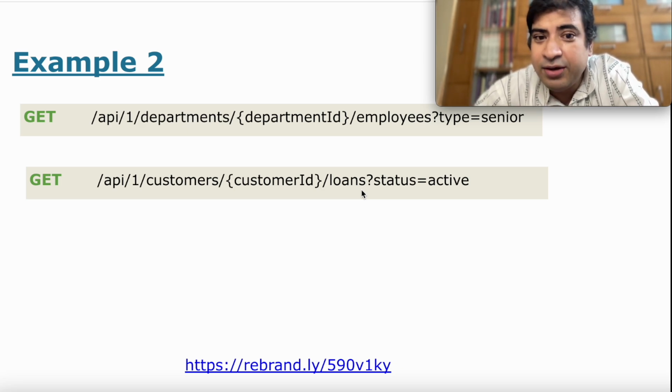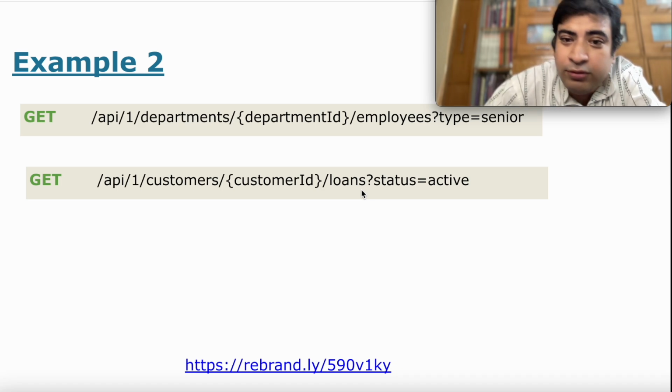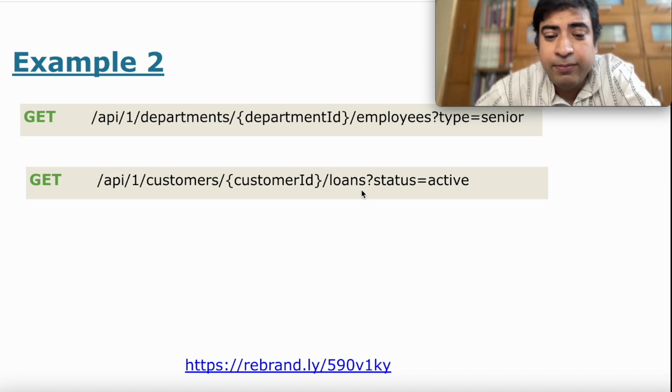So I hope this is clear to you, like how we should design the hierarchy of the resource and also the filtering. But of course, please also feel free to go to my blog, which is also mentioned below, because if you enjoy reading first and then seeing the video, I think that might be mutually complementary.